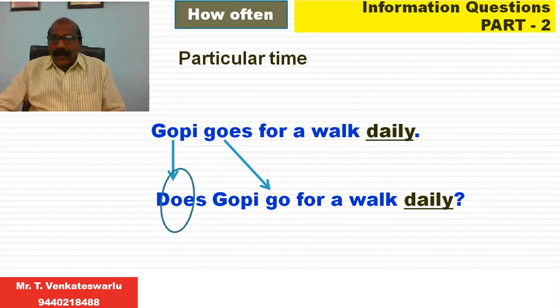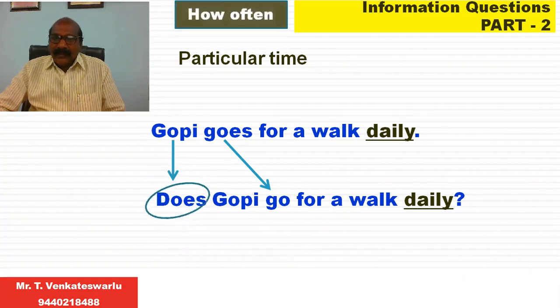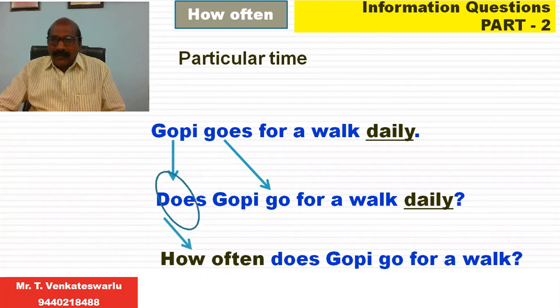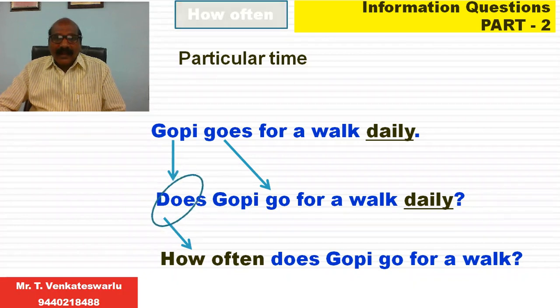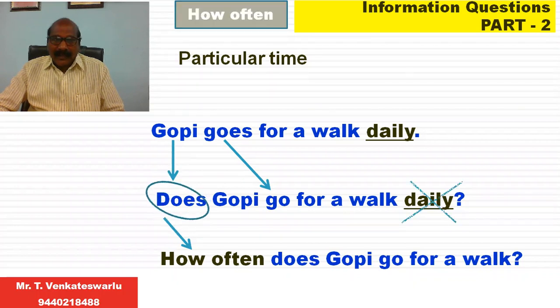And the underlined part, daily, refers to a particular time. So begin the question with how often. How often does Gopi go for a walk? And these are some of the examples.